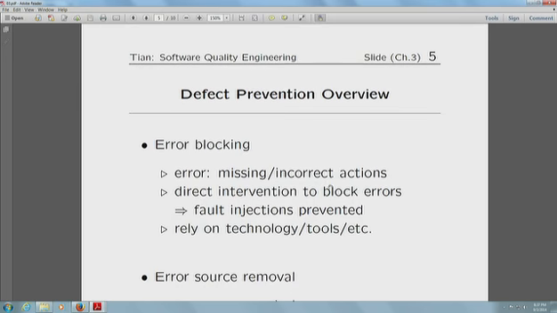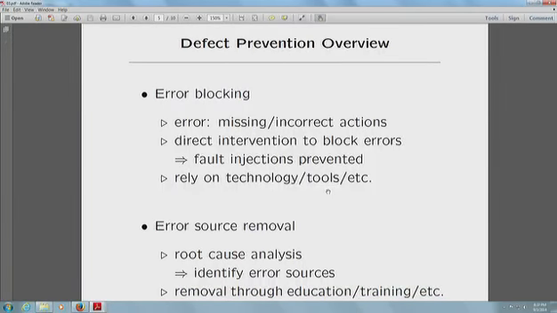So for example, with defect prevention, we try to do one of two things. Either you directly block the errors, because the errors are the missing or incorrect actions that lead to the injection of faults into the system. So if an action is missing, and you can automatically supply it, it will no longer be missing.